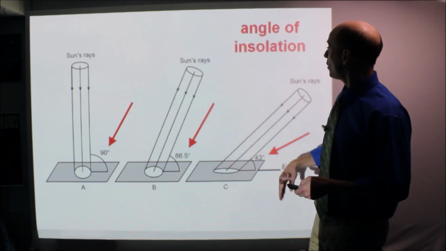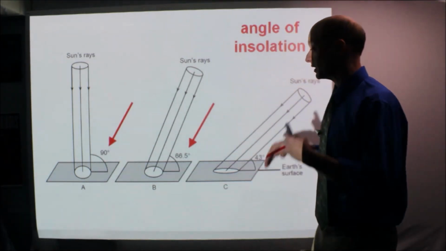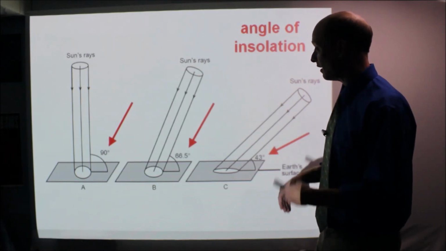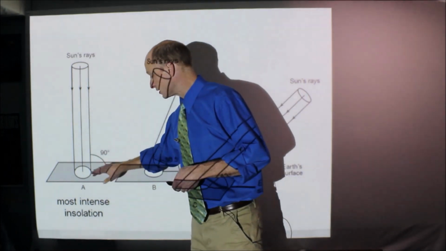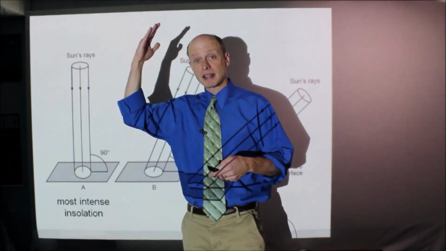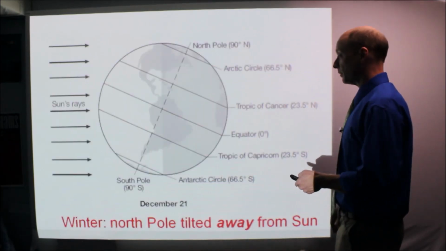Okay, this is called the angle of insolation. Insolation means sunlight. So the angle of insolation affects the area. Okay, and so this will have the most intense insolation because the angle is the highest, directly overhead. The sun is strongest. That is important.